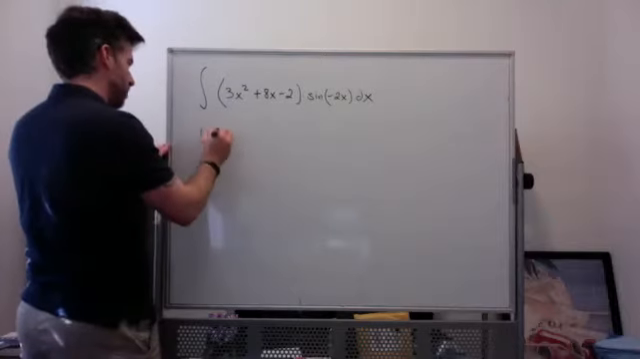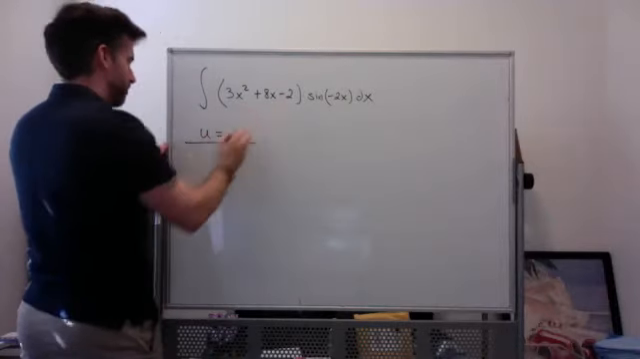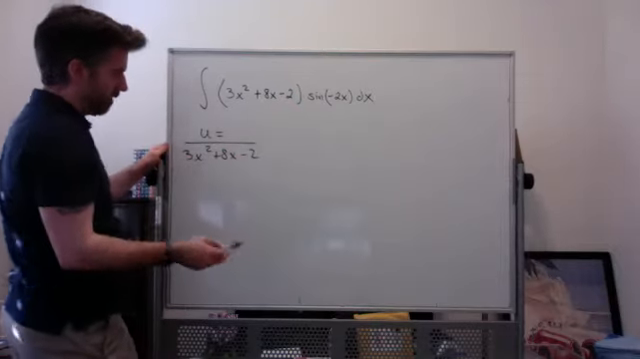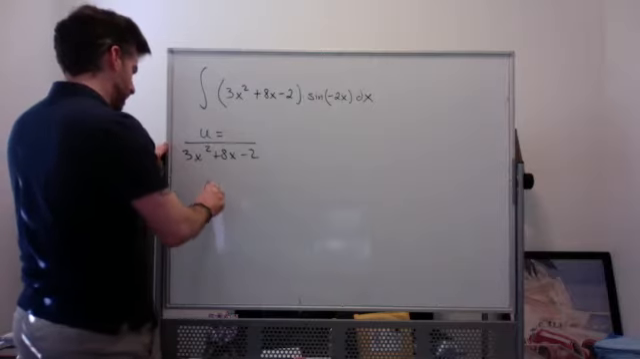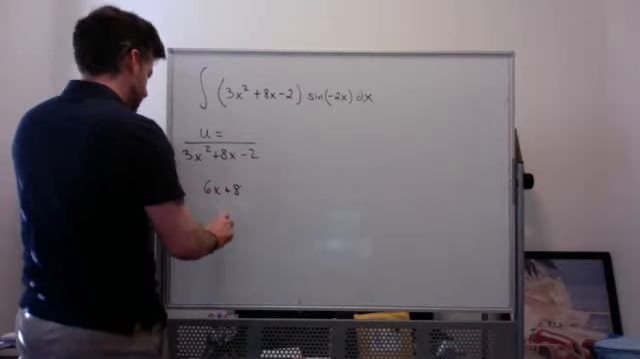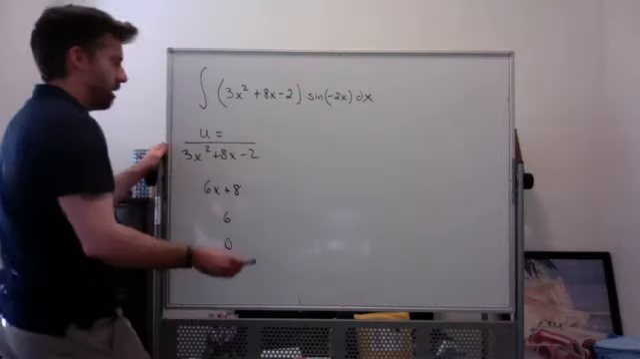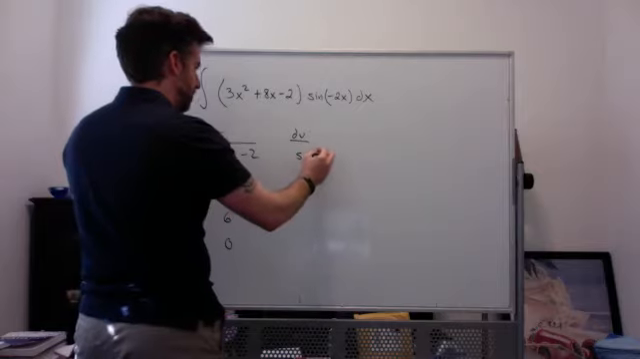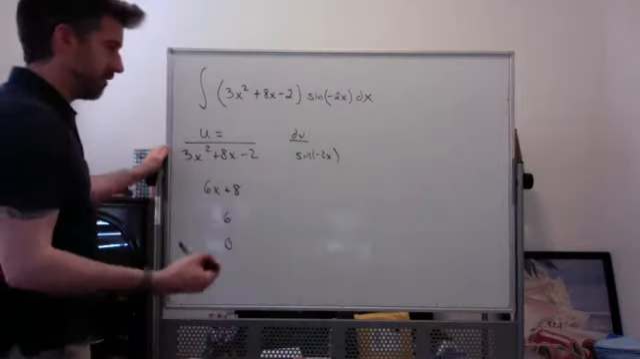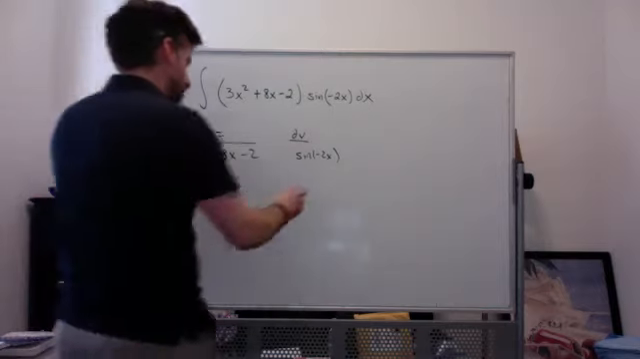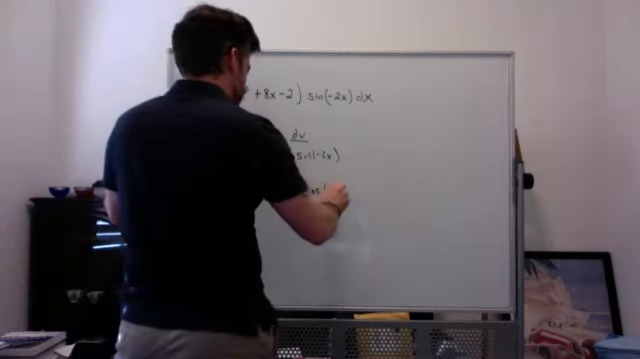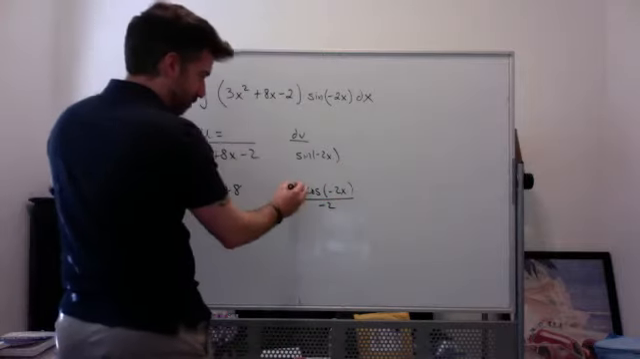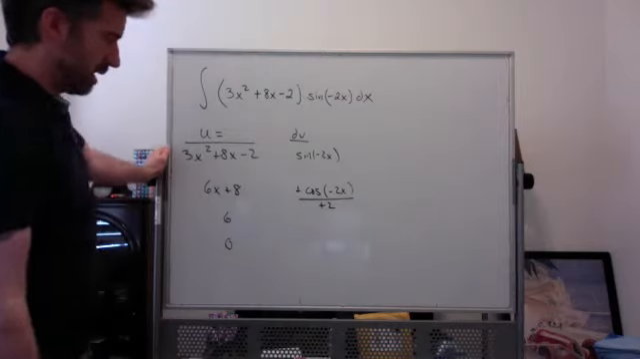You want to let u equal the whole thing. Which I know is weird, but whatever. And then the derivatives are 6x plus 8, and then 6, and then 0. And my dv's are, well, sine of negative 2x. Okay, when I anti-differentiate this, I'm going to have to divide by negative 2. So it's going to be negative cosine of negative 2x divided by negative 2. I might just make that a plus plus so that I can see that.